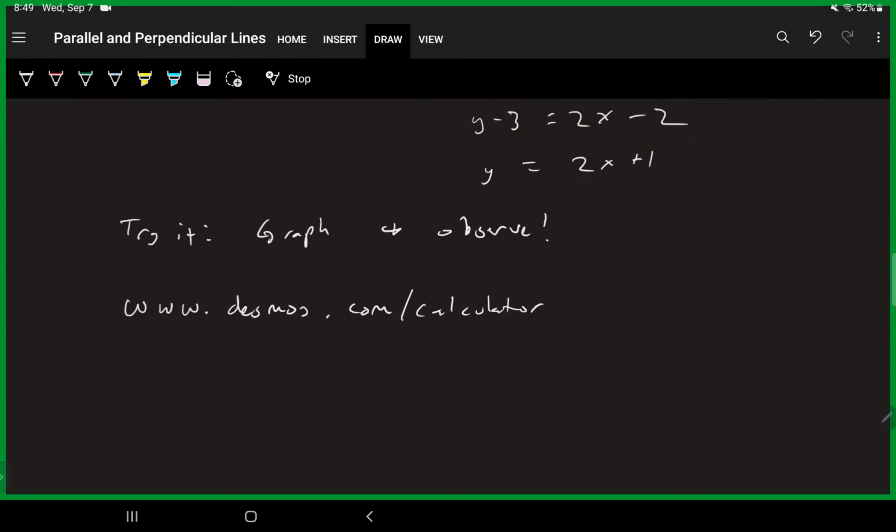If you don't have a graphing calculator on hand and you want to get quick pictures of what things look like, you can go to your browser or download the app on your phone. And desmos.com/calculator is wonderful. It's a really nice tool.